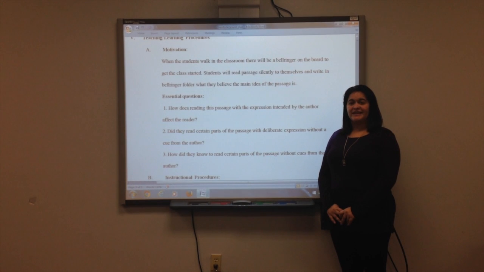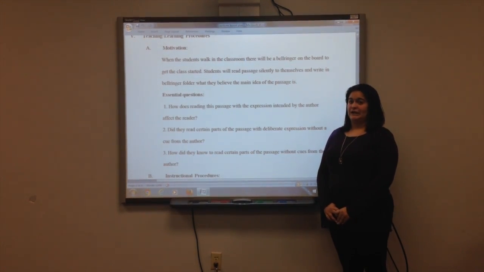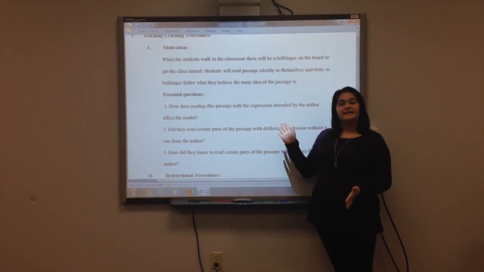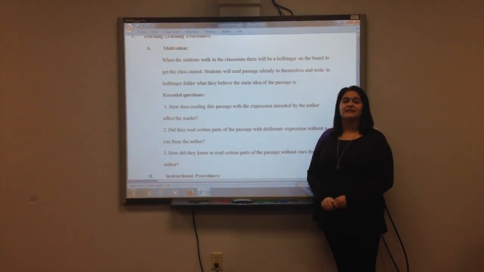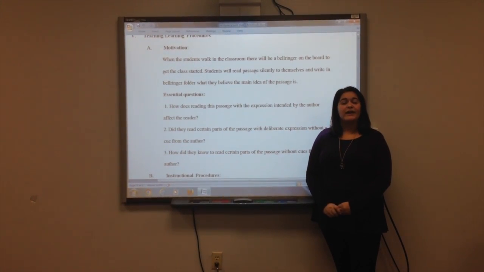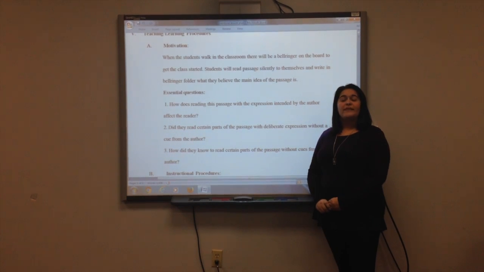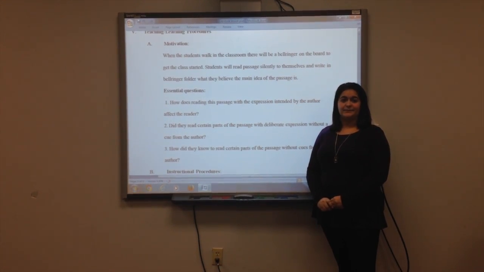The motivation for this lesson is the bell ringer we're going to use. Once we get the passage on the board, students will read the passage to themselves silently and write in their bell ringer folder what they believe the main idea is.